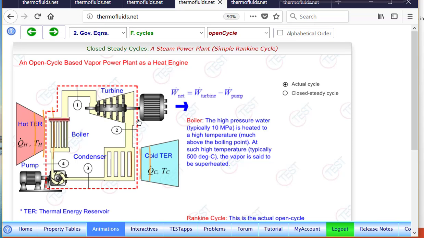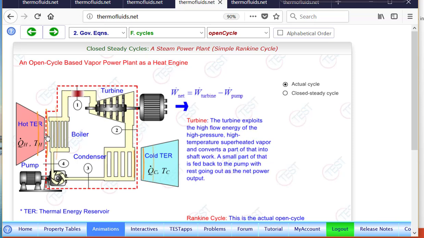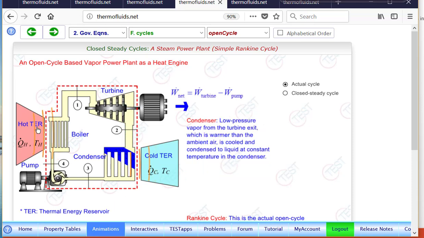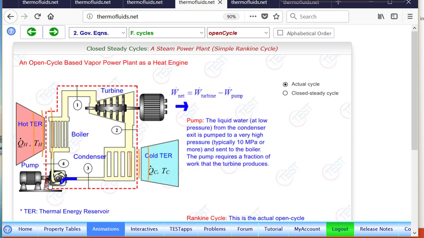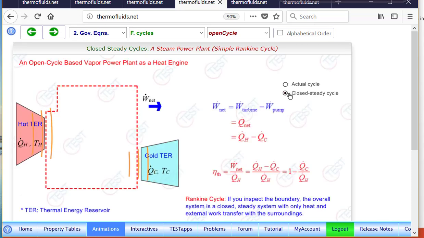This is the ideal Rankine cycle. So even though the boiler, the turbine, the condenser and the pump are each open systems, look at the red boundary and you will see that across that boundary only heat and work are transferred. That's what makes it a closed system, and it's a steady system because if you take all the guts away from the system, what you see is just steady heat transfer and steady work transfer.